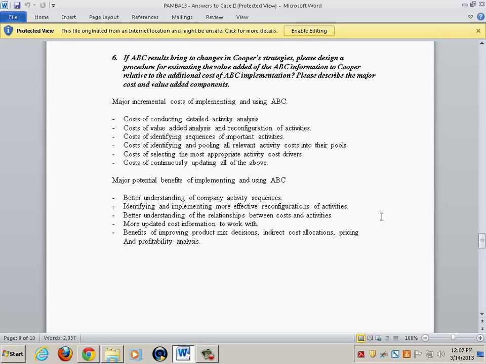Remember in Cooper's Pen, old cost to decide. Purple and red pens because they were the most profitable, right? Your decision reduce your profitability. So you have benefits in pricing and profitability analysis.